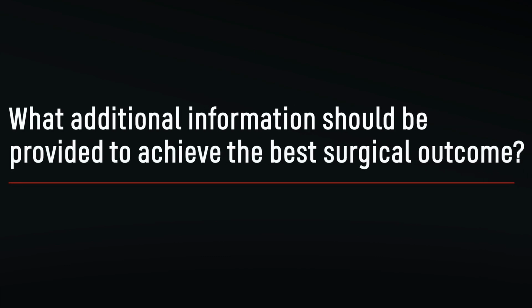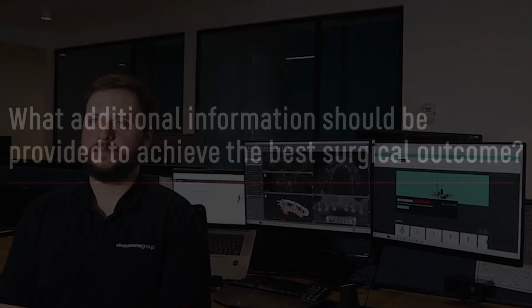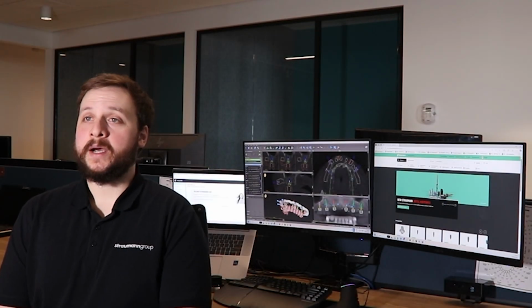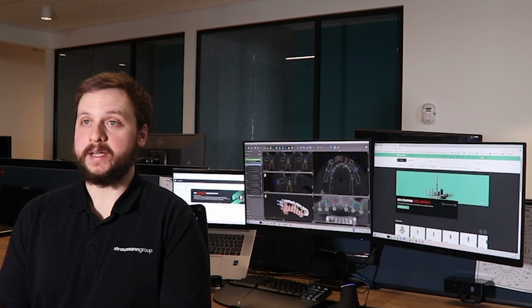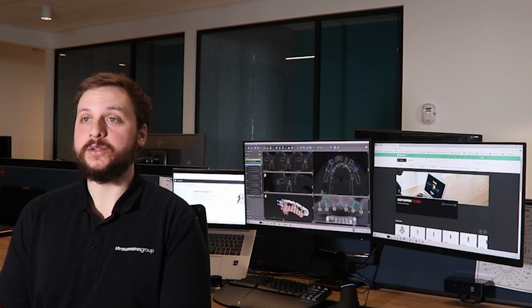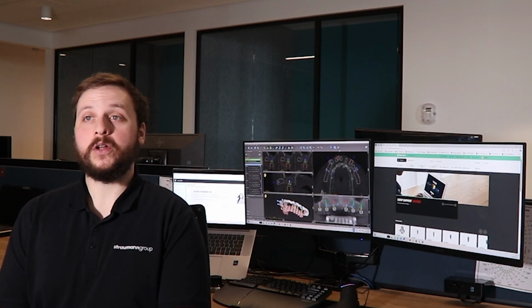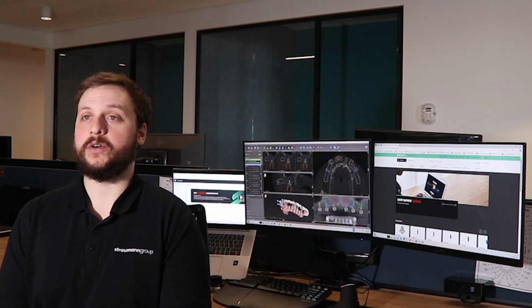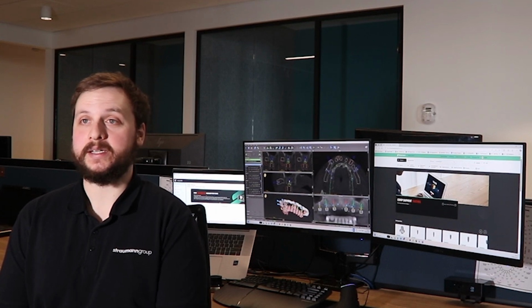What additional information should be provided to achieve the best surgical outcome? The Smile in a Box team wants to know as much as possible about your patient's overall treatment plan. Please share information about the whole restoration plan, including the opposing arch. For full arch cases, it is always helpful for our team to get pictures of your patient smiling.